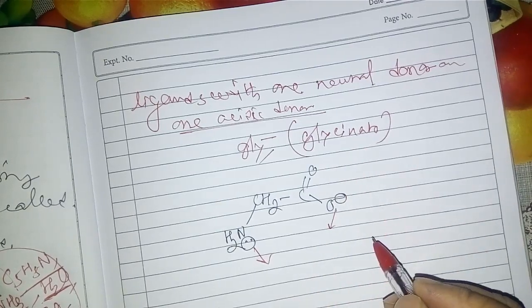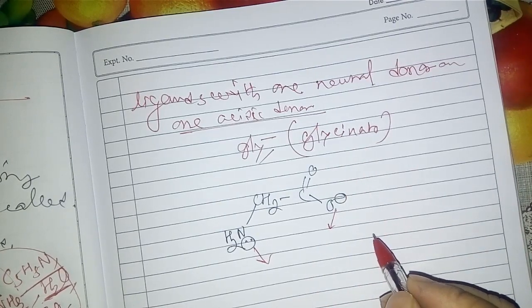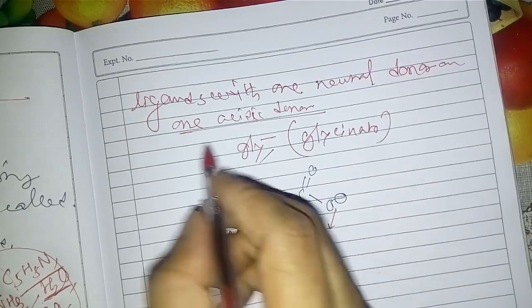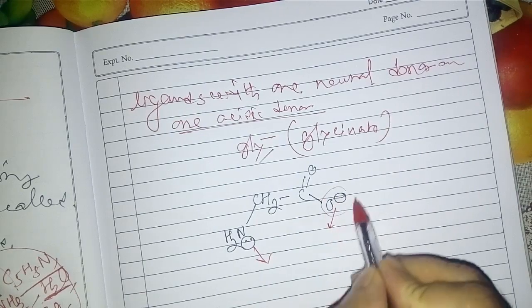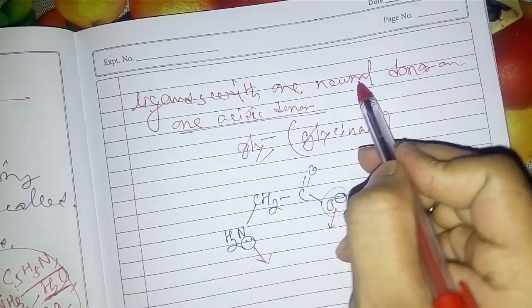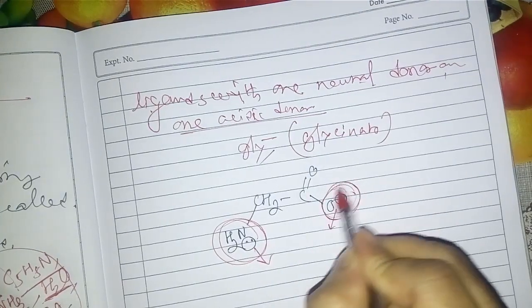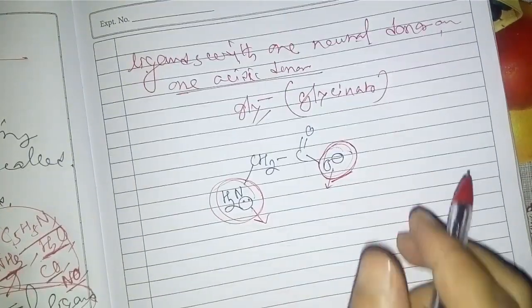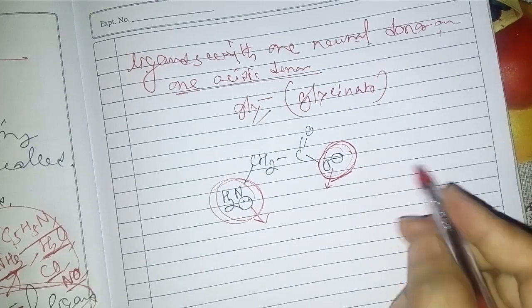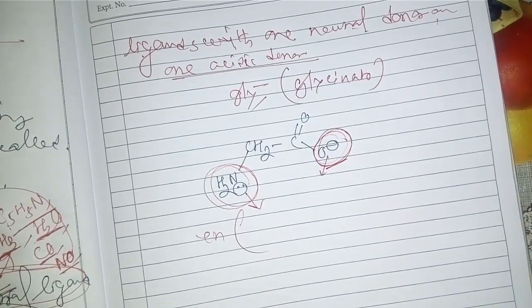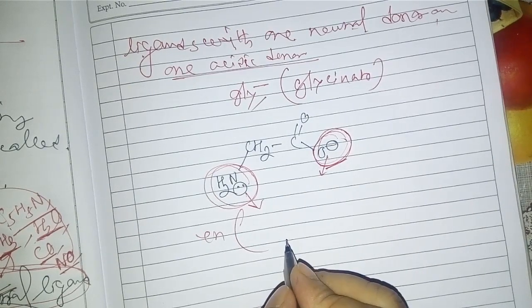Another one, en. This en is a neutral ligand. This part is neutral and this one is acidic. See, ligands with one neutral donor, one acidic. And ligands with two neutral donors, then example en. What is the full form of en?